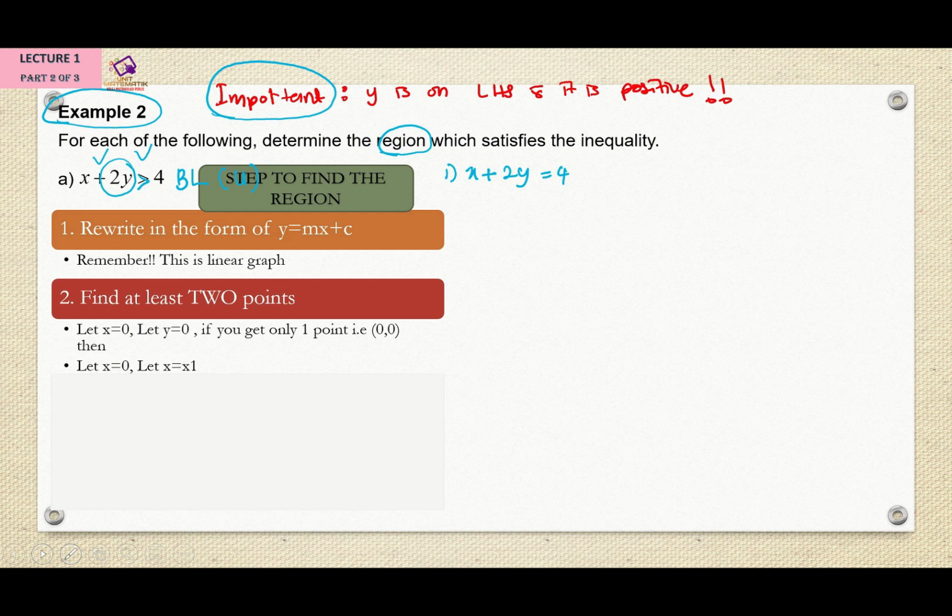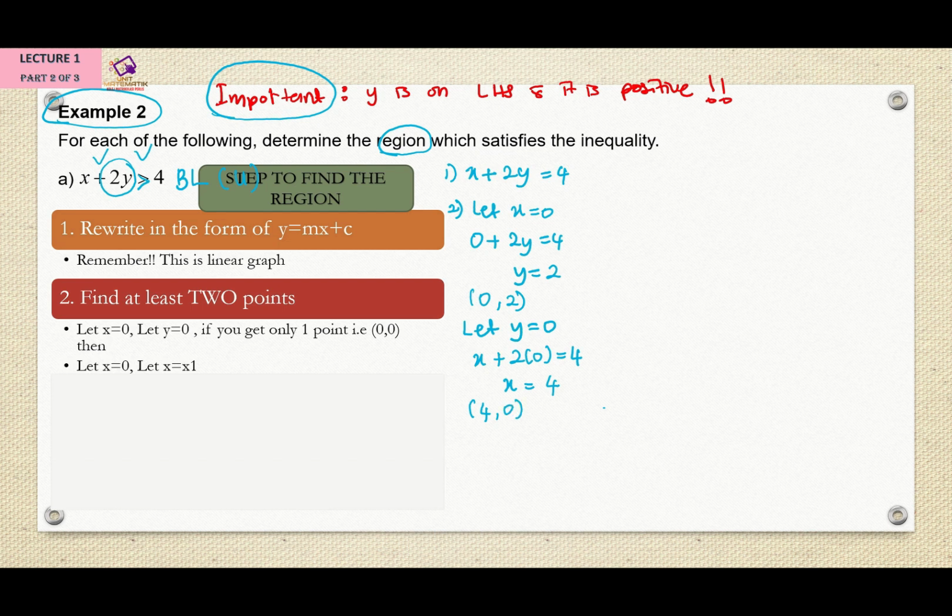Then, step number 2, we need to find at least 2 points. To be easy, let x equals to 0. So, 0 plus 2y equals to 4. That means y equals to 2. So, the point will be (0, 2). For the second point, we let y equals to 0. So, x plus 2 times 0 equals to 4, so x will be 4. You need to write your coordinate correctly: (4, 0), not (0, 4).